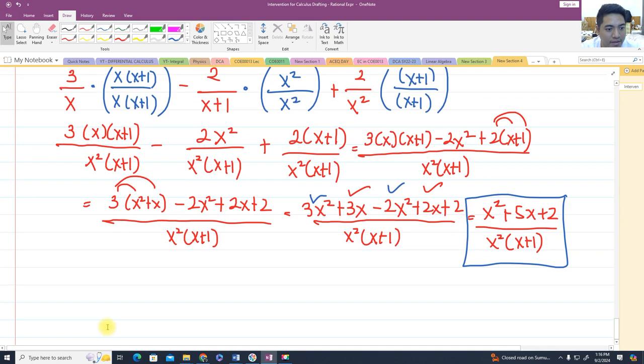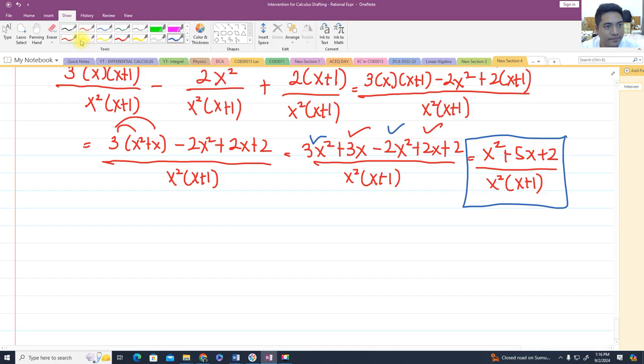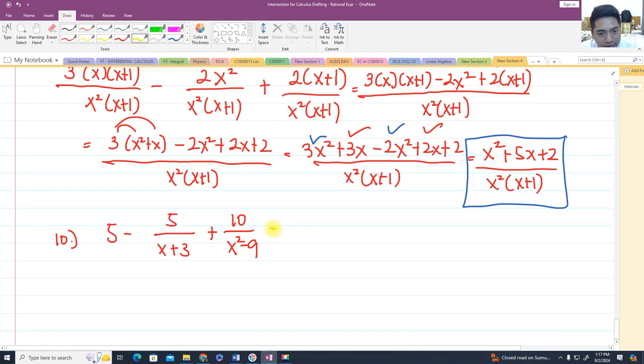Okay, so for number 10, let us try. So for number 10, most probably this will be the last number or the second to the last. You have 5 minus 5 all over x plus 3 plus 10 all over x squared minus 9. So find the LCD first. Of course the LCD here, if you're going to look at x squared minus 9, that is technically x plus 3 and then x minus 3.